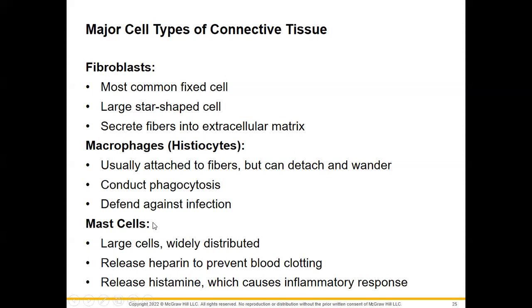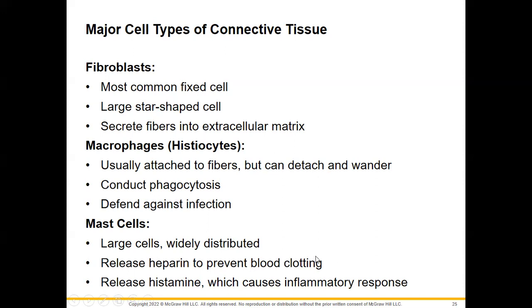Then you have mast cells. You may have heard of mast cells when people are talking about allergic reactions. Mast cells are large cells. They're widely distributed, meaning they're found in many places throughout the body. One of the functions is to release heparin. Heparin is a chemical that your body makes that is like a blood thinner, a natural blood thinner in the body. So these mast cells can produce a blood thinner, heparin, to help prevent clotting.